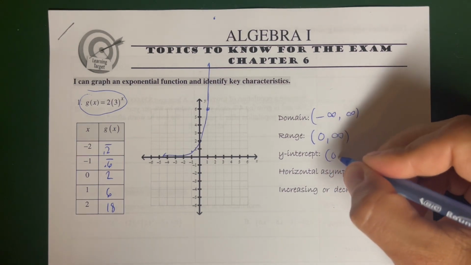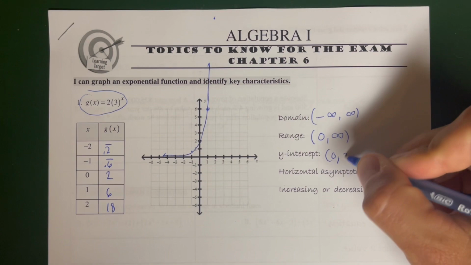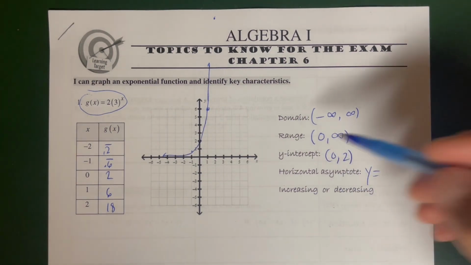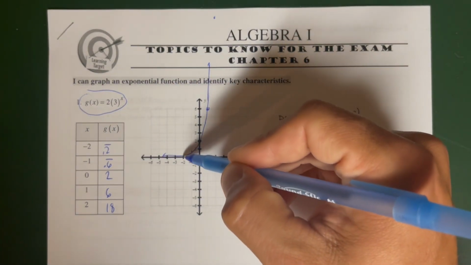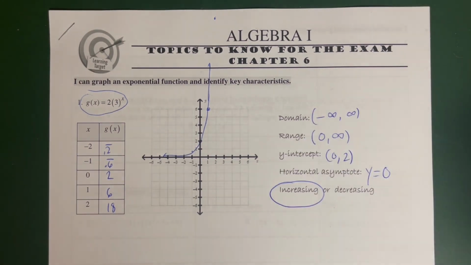The y-intercept is always found at x equals 0, in this case 0, 2. You can look on the table and see 0, 2 there. My horizontal asymptote is always y equals something, because it's a horizontal line that goes through the y-axis. Since it gets closer and closer to 0, this one is going to be y equals 0. And this one is increasing because it increases to the right forever.